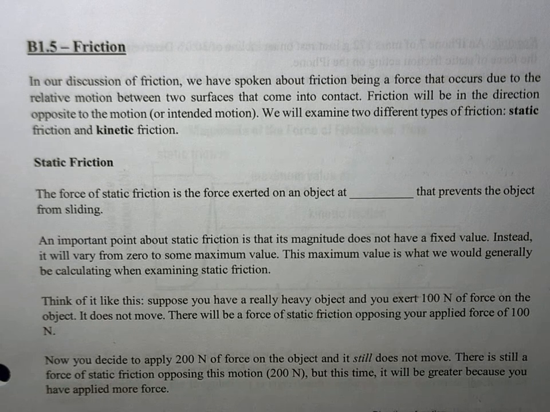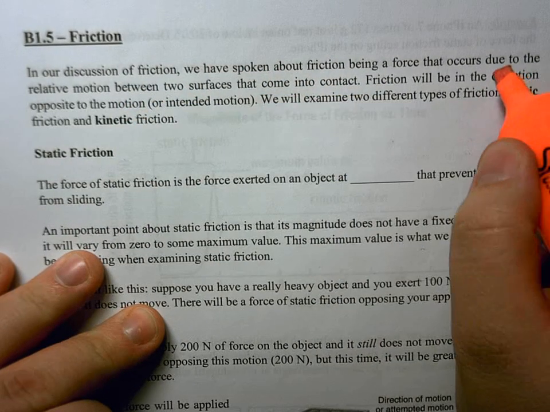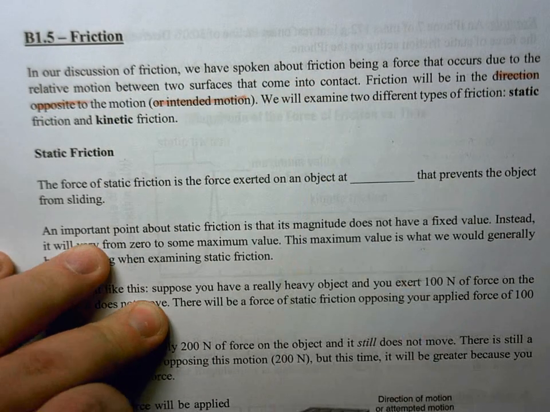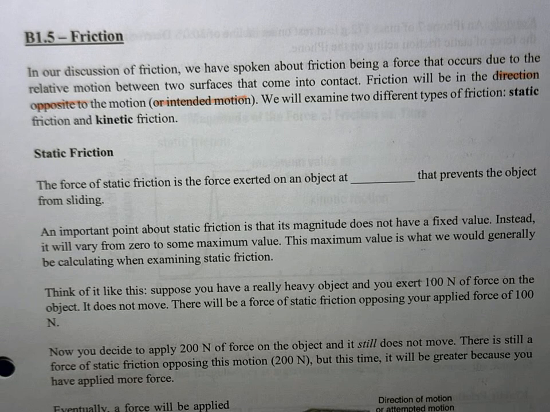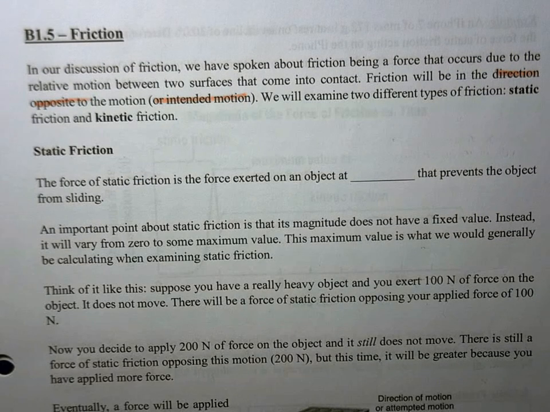So friction, as we've discussed already, is a force that occurs between two surfaces when they're trying to move relative to one another. And friction is always going to be in the direction opposite to the motion. Or we could also say that it's opposite to the direction of intended motion. When we mean intended motion, if the object's not moving, where would it go if there was no friction? This is more for inclined planes, but as I said, we'll discuss that a little bit later.